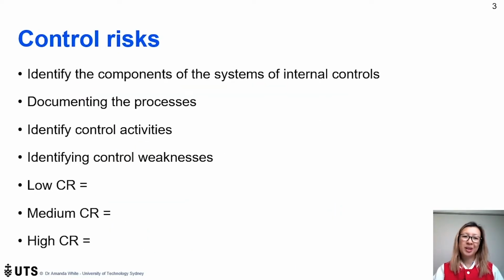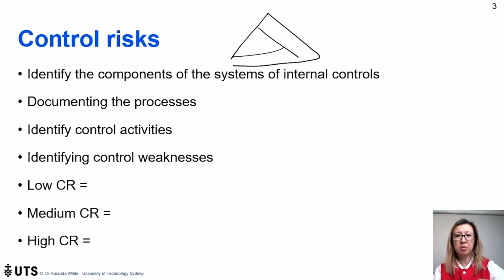So the next thing that we need to talk about is control risk. And remember, control risk comes from that pyramid that we looked at. We looked at flow charting and drawing out the control processes to try and find if there are any weaknesses.